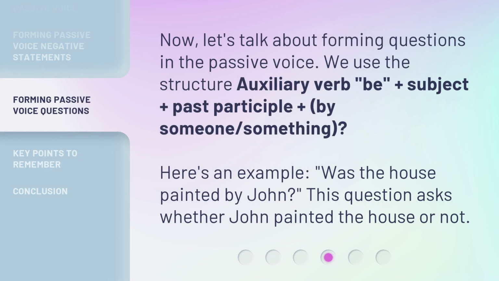Now, let's talk about forming questions in the passive voice. We use the structure: auxiliary verb be plus subject plus past participle plus by someone/something. Here's an example. Was the house painted by John? This question asks whether John painted the house or not.